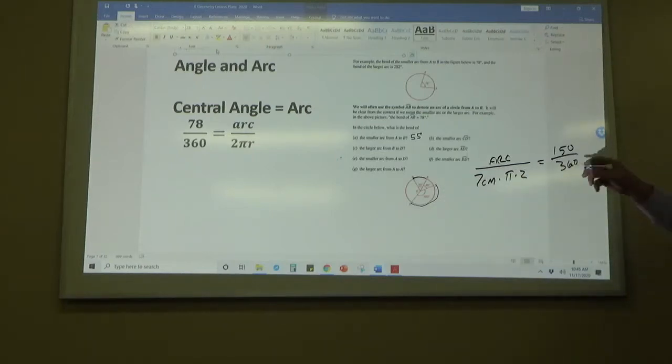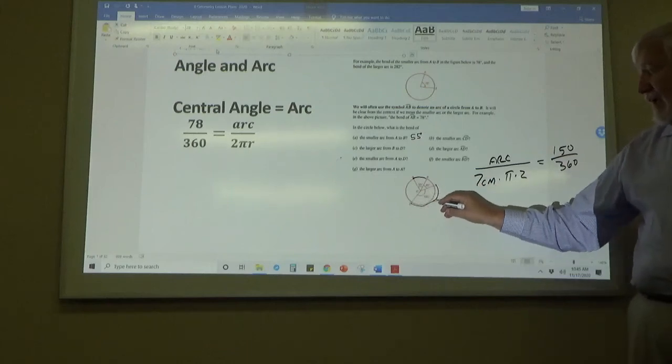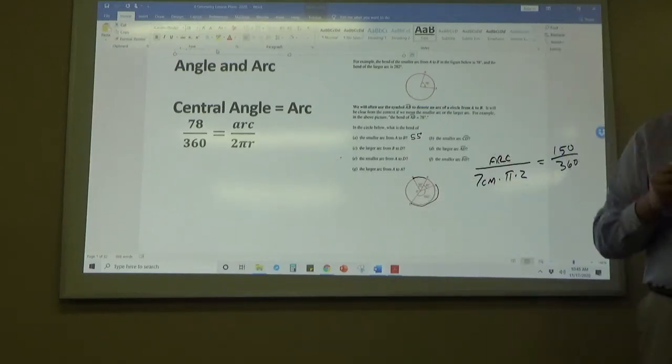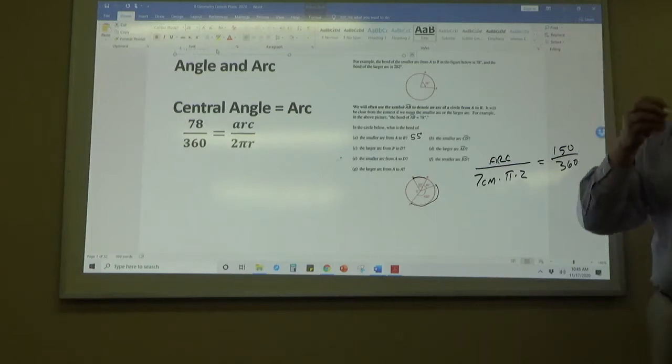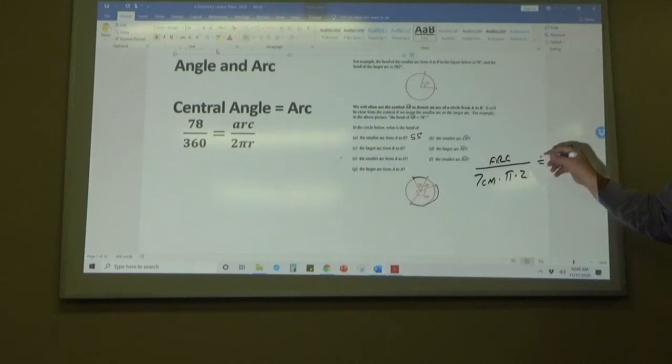All right, so how long is that string that we need to lay on this chord? It's whatever it is for 7 centimeters. Yeah, because that's the calculation.